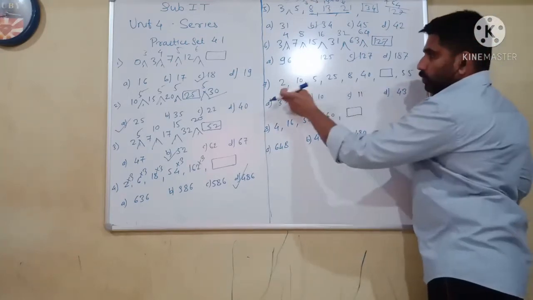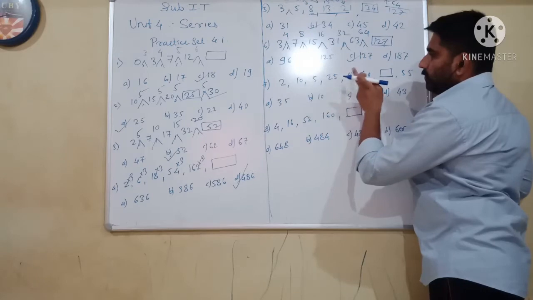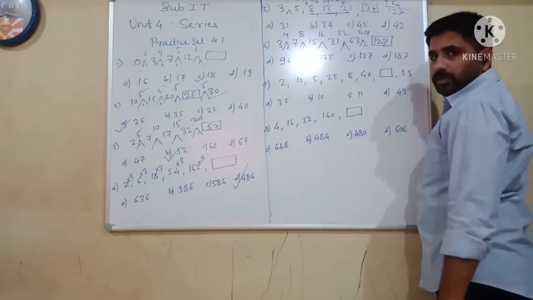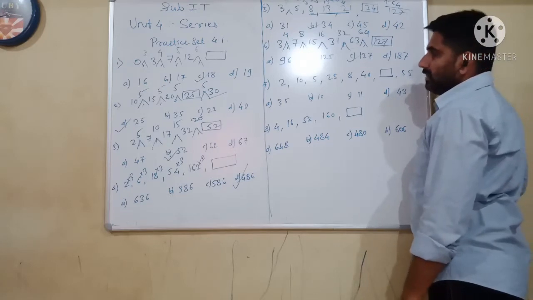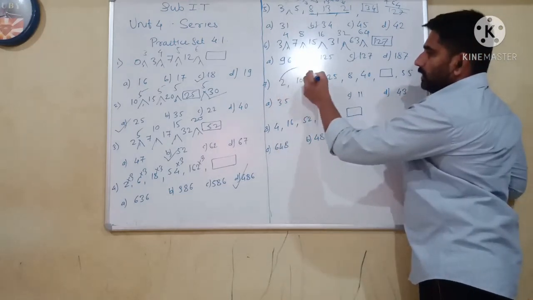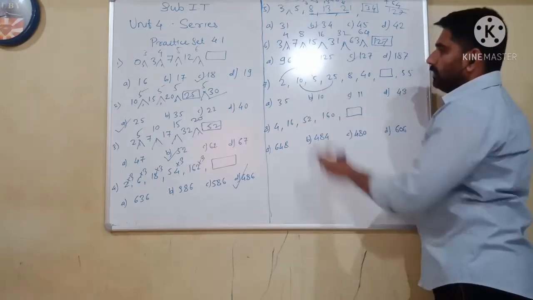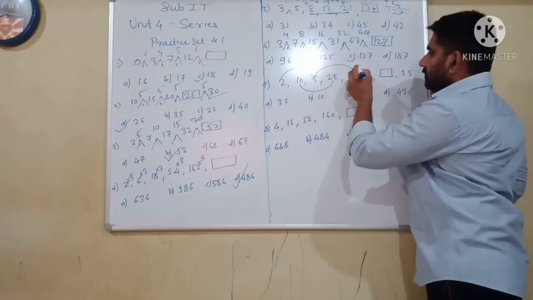Next: 2, 10, 5, 25, 8, 40, blank box. Now here we have to check that the series is such that the first number is correlated to the third, and the second number is correlated to 25. The series is like this.